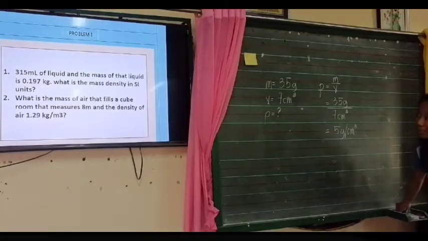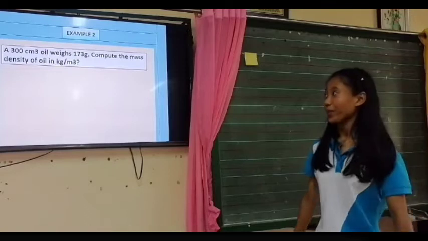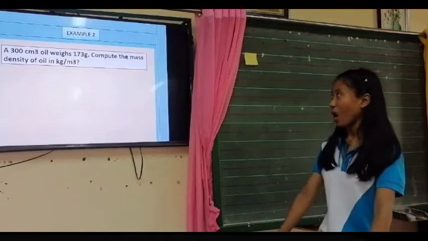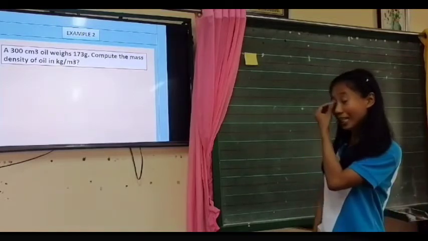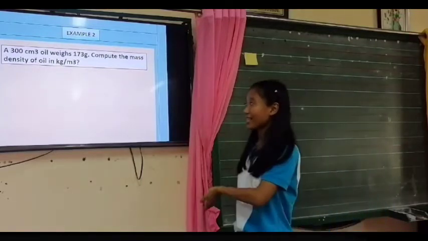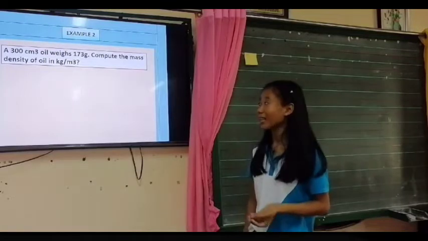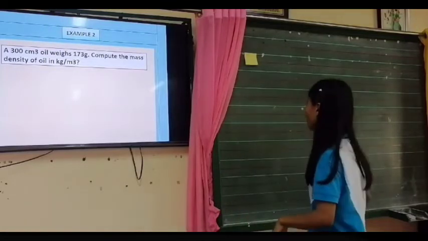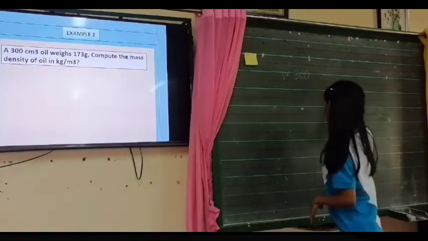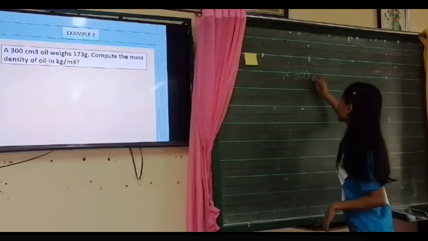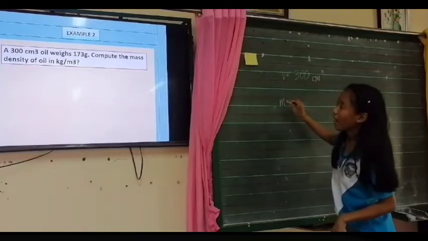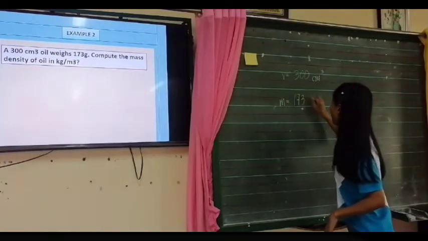So another example, number 2. A 300 cubic centimeter oil weighs 173 grams. Compute the mass density of oil in kilogram per cubic meter. So kukunin natin ang density ng oil na nasa basic unit na kilogram per cubic meter. We have the volume na 300 cubic centimeter and the mass na 173 grams.